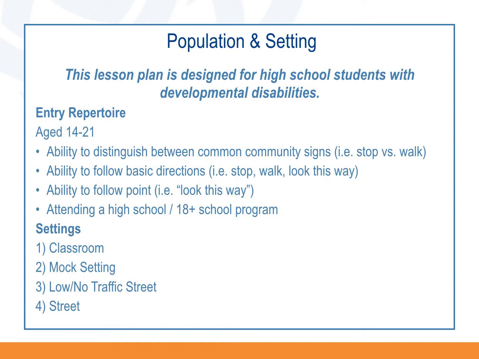So for this group, the population and the setting, the plan is designed for high school students with developmental disabilities. So generally they're going to be aged 14 to 21.